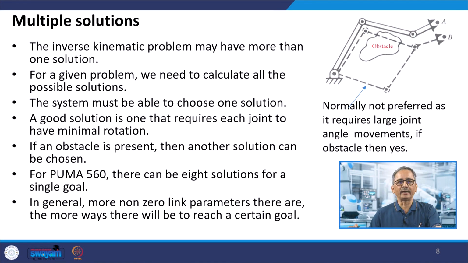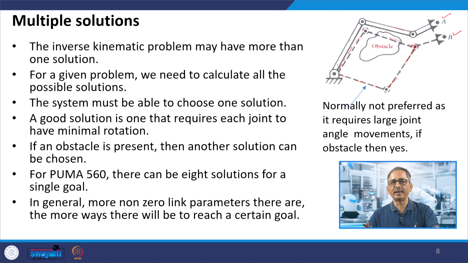Let us look at the next challenge, and that is multiple solutions. Suppose you have a robot like this, and the end effector is at point A. Now, if the robot has to reach this point B, it can reach either using this way, or it can reach using this way. So, you have two ways of reaching the same point. Now, the question is which way we should adopt.